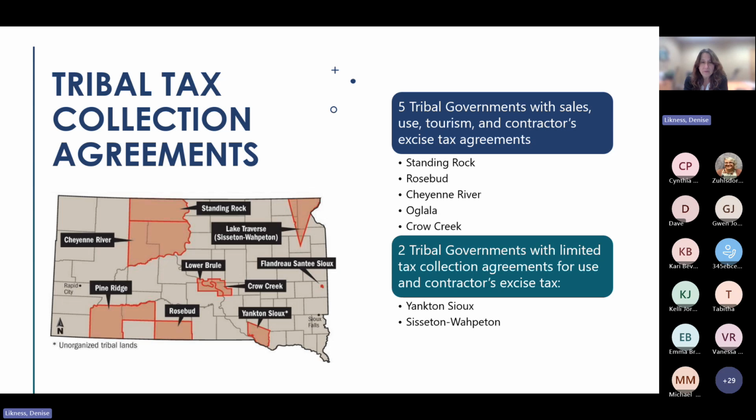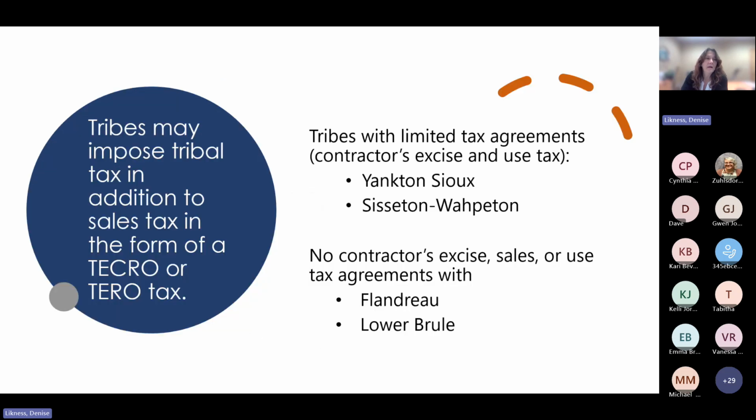Keep in mind, I think that we talk about that in the next slide here. Tribes may impose tribal tax in addition to the sales tax in the form of a TECRO or TARO tax. So what I always tell people to do is once you get the license, you got a license with the state of South Dakota, contact those tribes to make sure that you're aware of any permits or any other taxes that you need to pay. Flandreau, Lower Brule has no contractors excise, sales, or use tax agreements with the state.